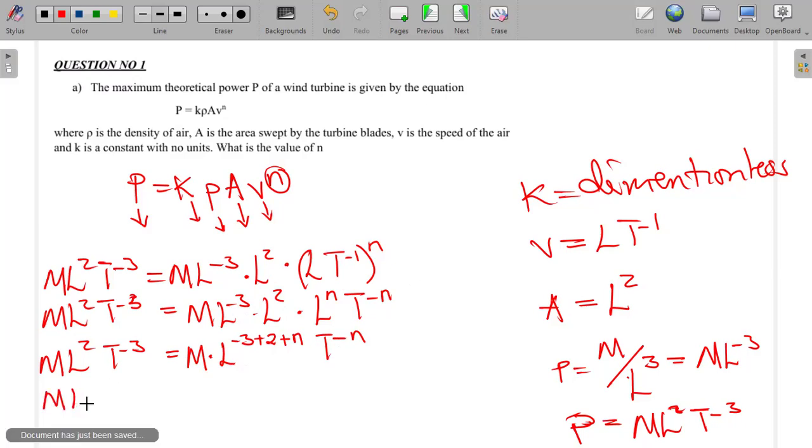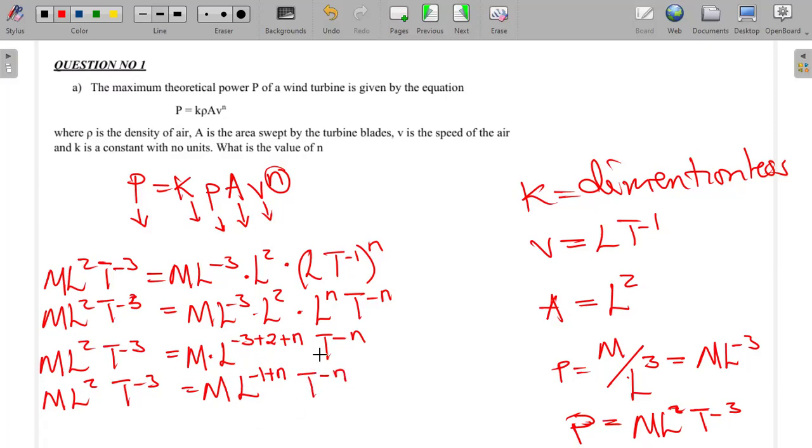All right, so M L squared T to the power minus 3 will be equal to, I have my M, then negative 3 plus 2. This will give me negative 1 plus n. So I have length to the power negative 1 plus n like that. Then I have T to the power minus n.